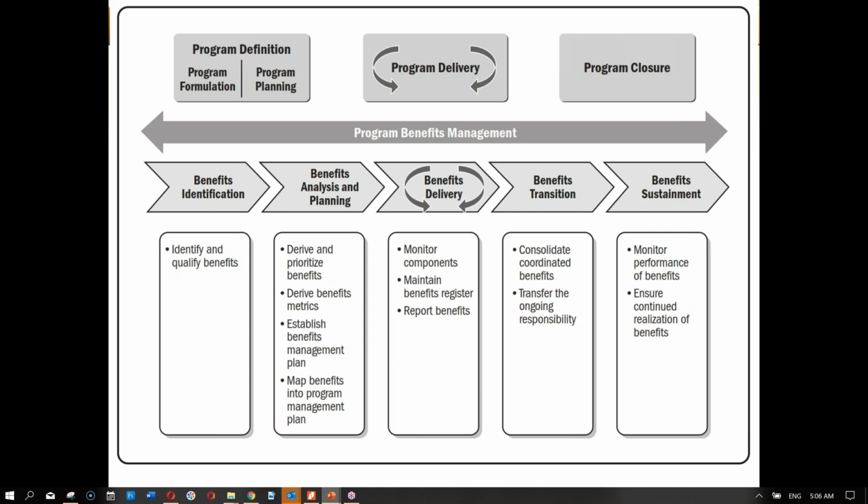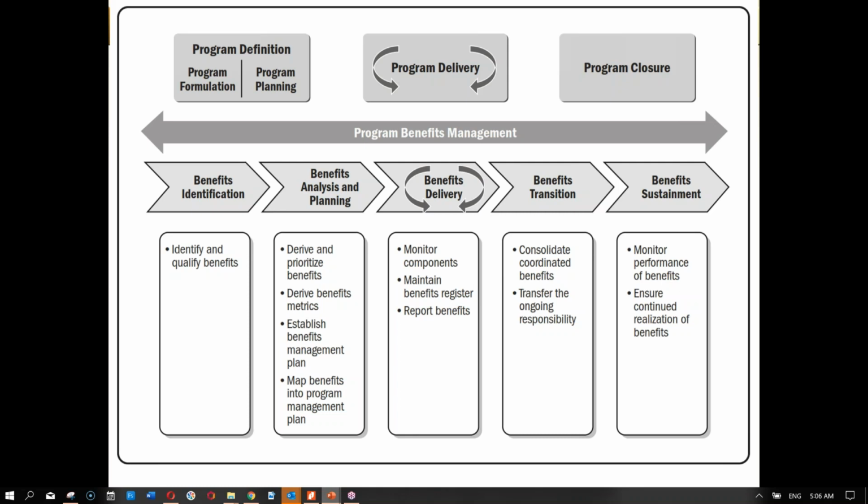Then derive benefit metrics. How will you be able to measure these benefits? Once we qualified the benefits in identification, we did indicate how each benefit can generally be assessed. Now we are trying to define how it will be exactly measured. So we derive the benefit metrics out of the benefits, and then we establish our benefit management plan.